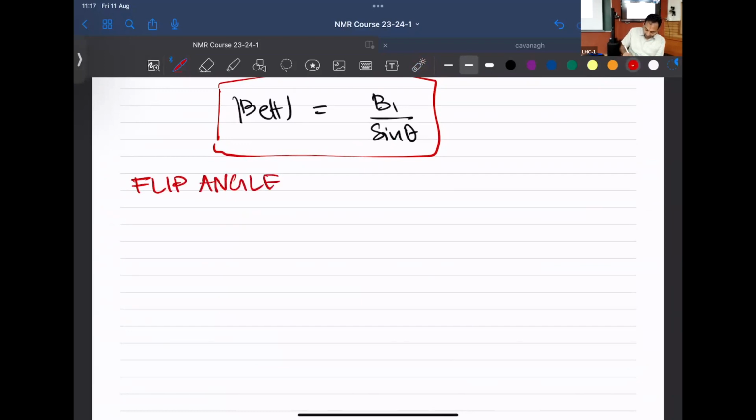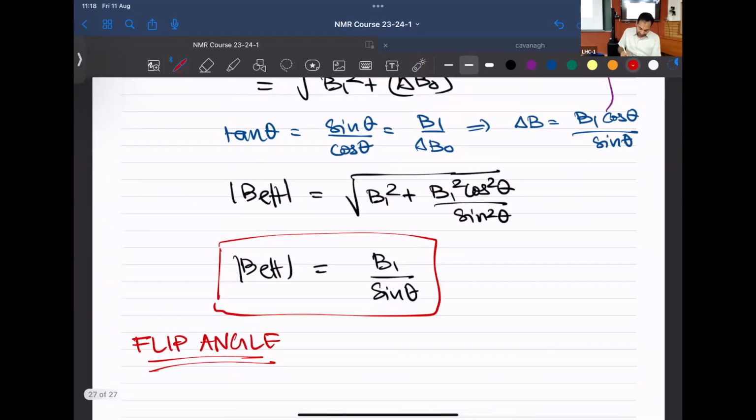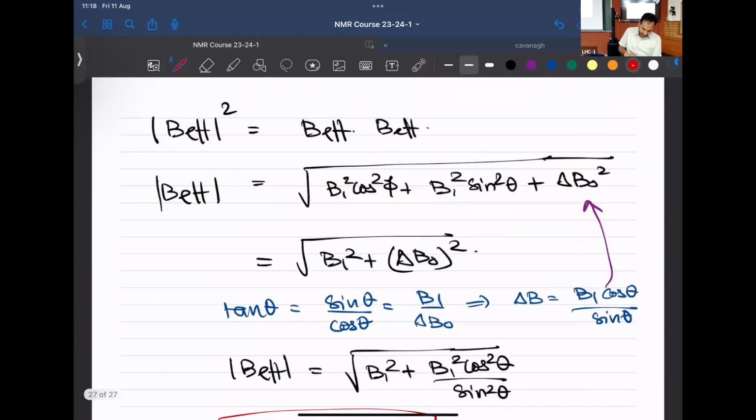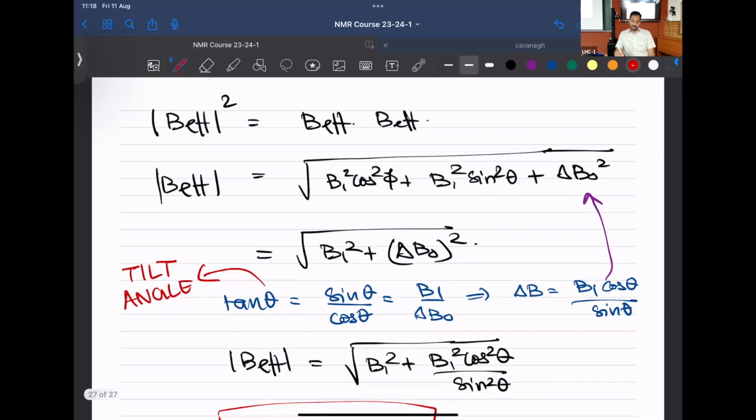NMR has many terms which are similar and confusing. For instance, magnetization and magnetic field. Similarly, I just defined a theta angle, which is called the tilt angle. Basically, tilt angle is the angle between the static magnetic field B naught and the effective magnetic field B. If you apply RF, it's going to be away from B naught. It could be away from B naught, correct?